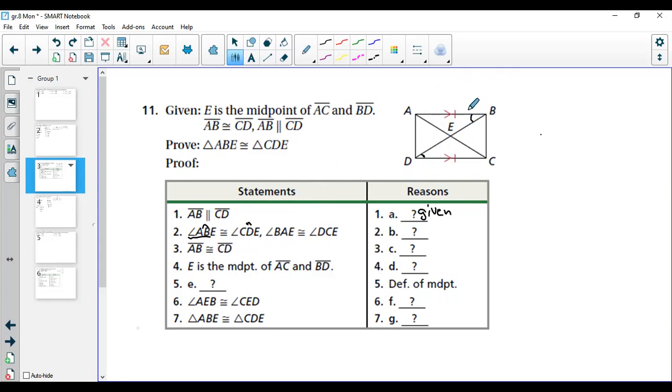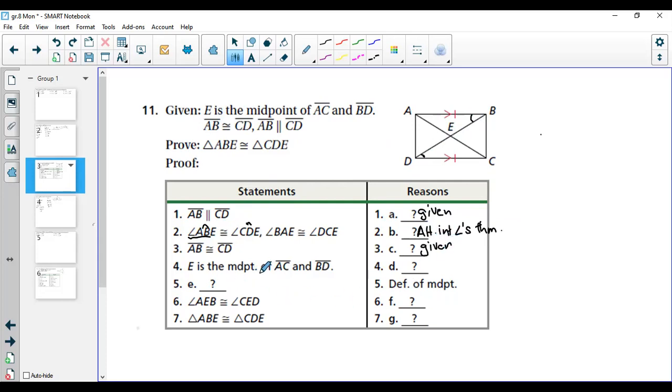First of all, they're inside, so it is kind of interior. And what is the other word we use for them? We use alternate interior angles theorem. According to the alternate interior angles theorem, these two angles are equal. So that's why they said it's congruent. Now, AB is congruent to CD. Look at the question, it's already given. So we write it as given.